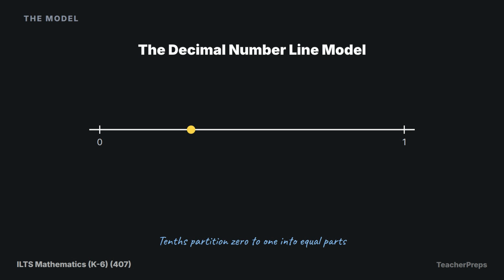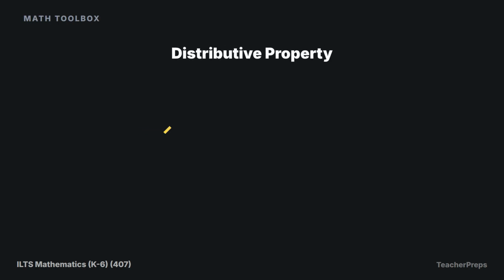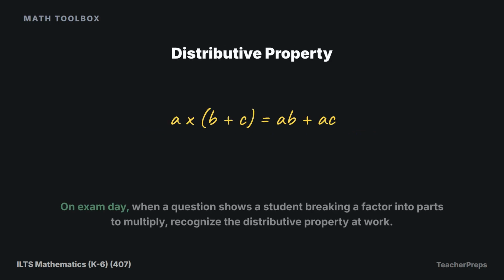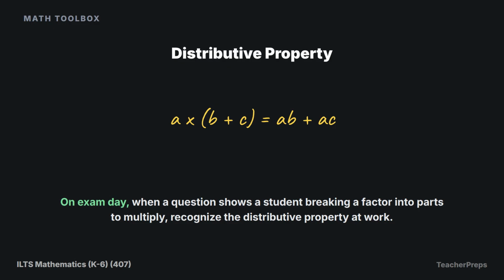The distributive property says a times the quantity b plus c equals a times b plus a times c. In plain words, you multiply the outside factor by each piece inside, and then add. This is the property behind partial products, the area model, and every time a student breaks a number apart to make multiplication easier.